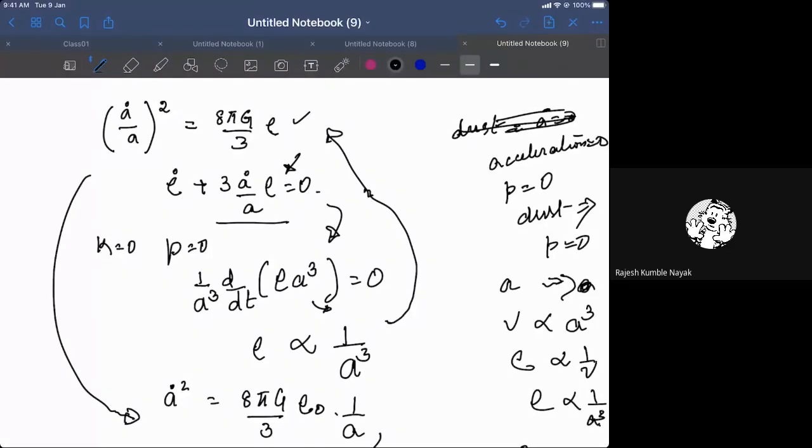You can also do k non-zero, k equal to minus or plus. Both will have a very similar kind of behavior. And you can even add a cosmological constant to add up all the things. That is what current cosmologists do. They assume the universe to have a cosmological constant too.